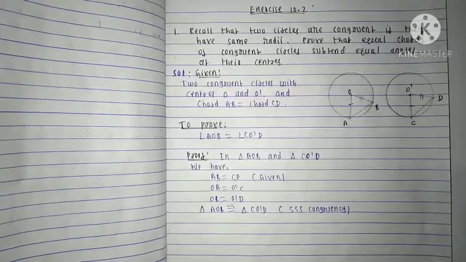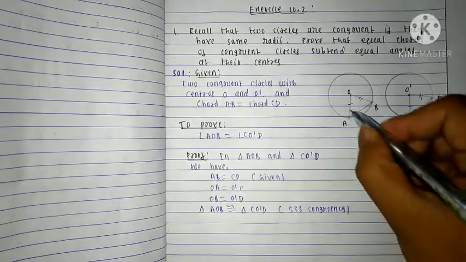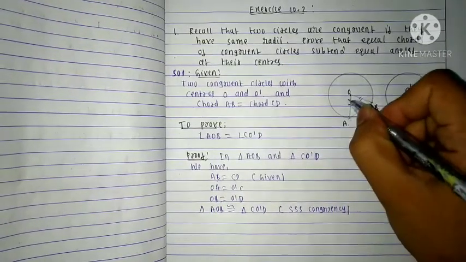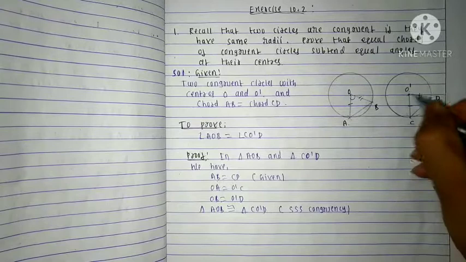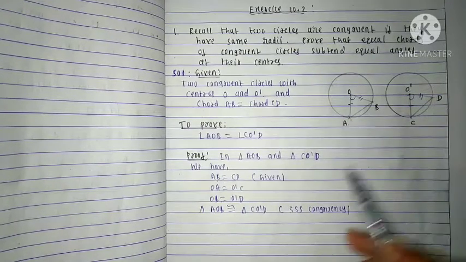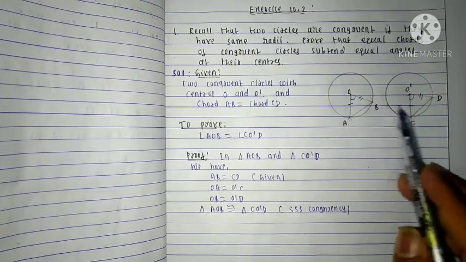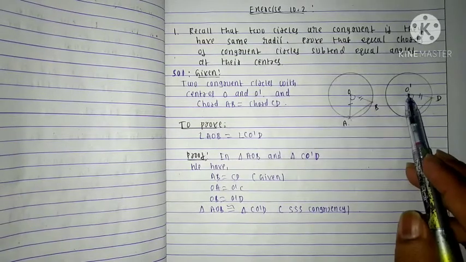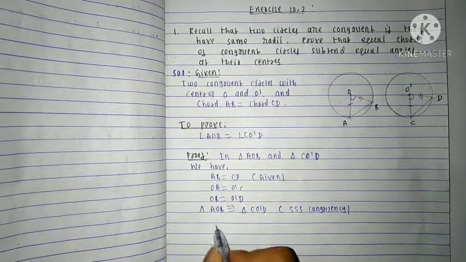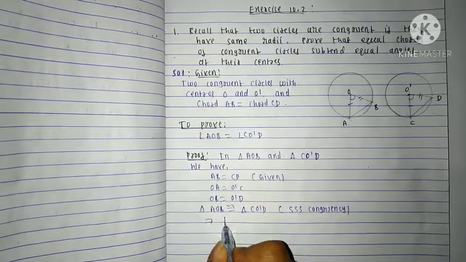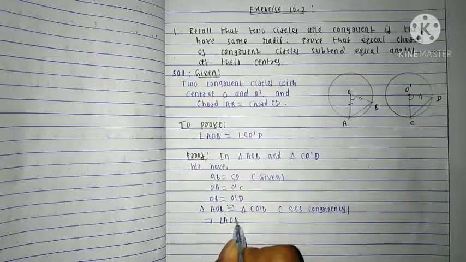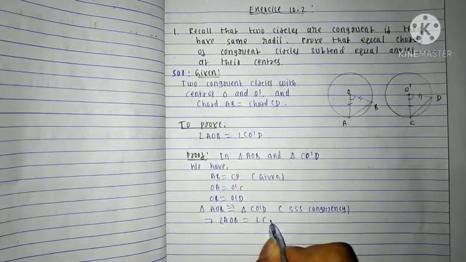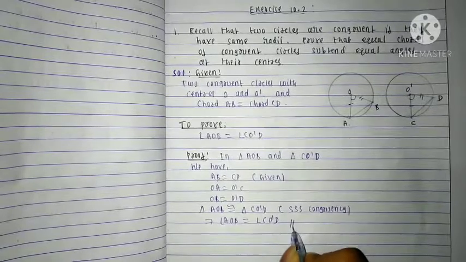Now what can we write? Yes, we can write that angle AOB is equal to angle CO'D. Why? Because we have just now proved that triangle AOB is congruent to triangle CO'D. That implies angle AOB is equal to angle CO'D. That's it.